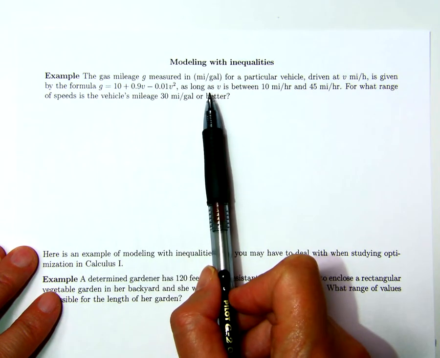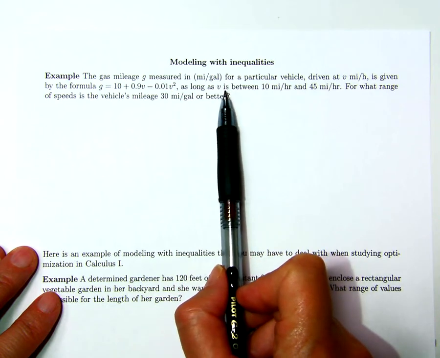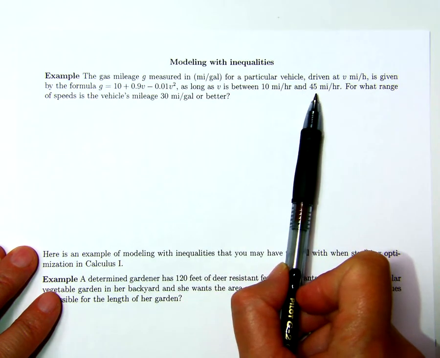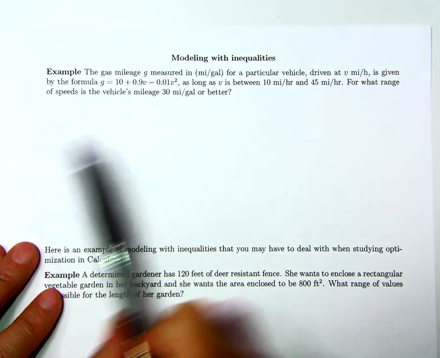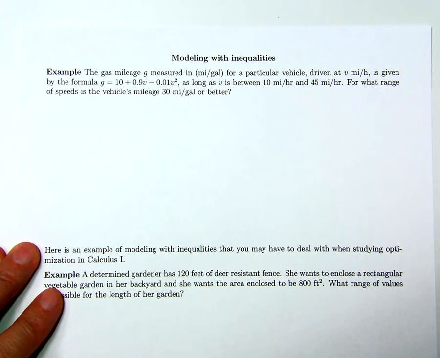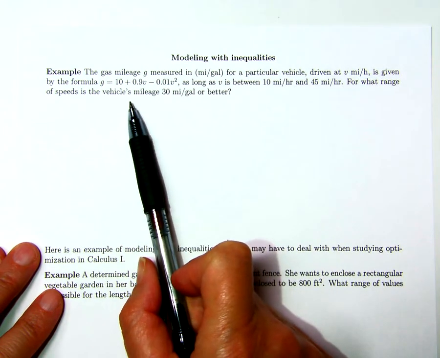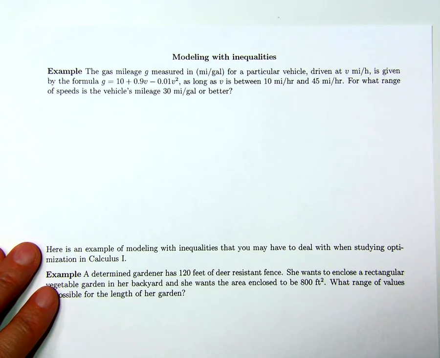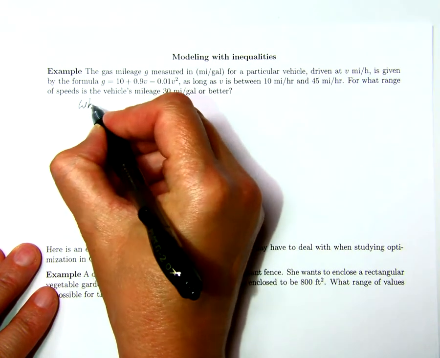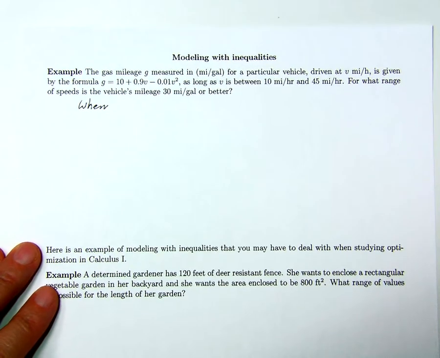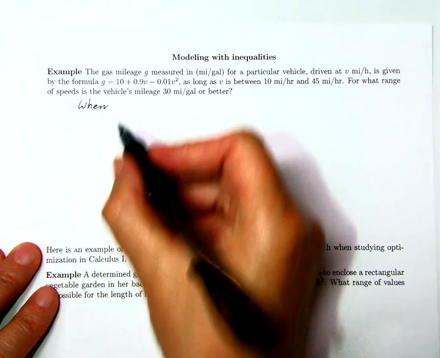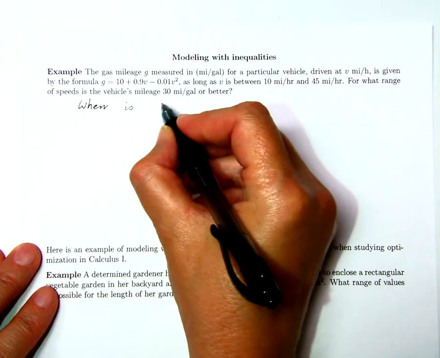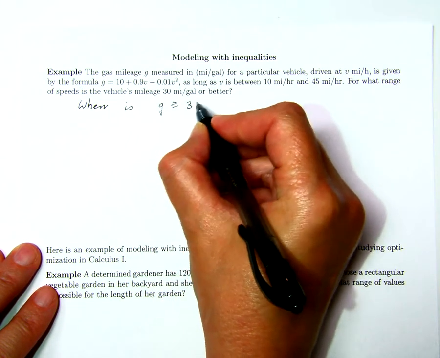And this works as long as the velocity is between 10 miles per hour and 45 miles per hour. Outside of that range, this formula is no longer a good model for the gas mileage for this vehicle. And the question is, for what range of speeds is the vehicle's mileage 30 miles per gallon or better? So the first thing to do is translate this question into mathematical format, and the question is, when is G greater than or equal to 30?